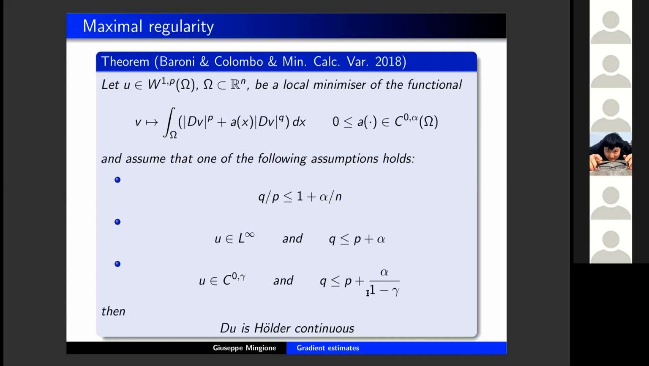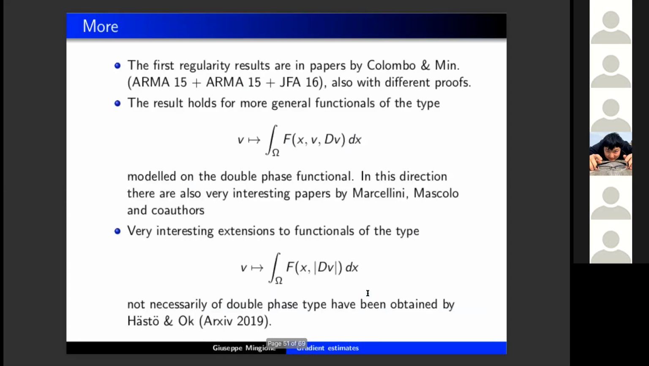And in fact, once the gradient is bounded, you can conclude that the gradient is Hölder continuous by a slight modification of the standard perturbation theory of Manfredi and Giaquinta introduced. Okay, more. There has been a sudden general interest on these double phase functionals as well. So the first results were obtained by Maria Colombo and myself in a series of papers. Then there are very, very interesting papers by Marcellini, Mascolo, and co-authors on this general structure.